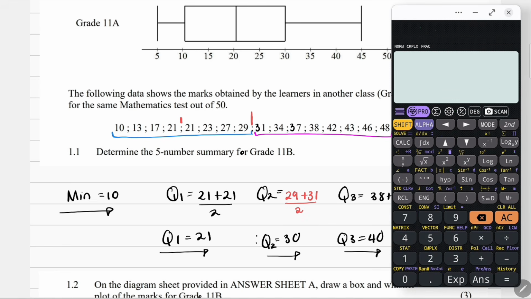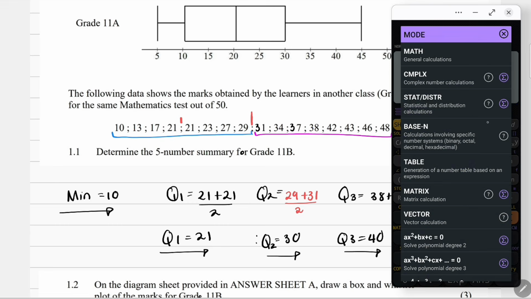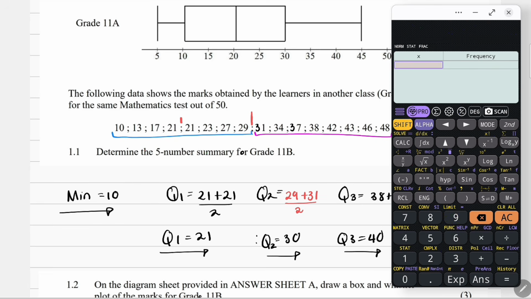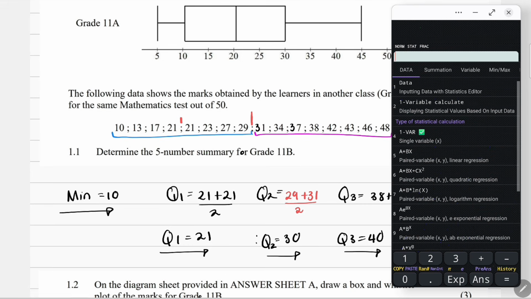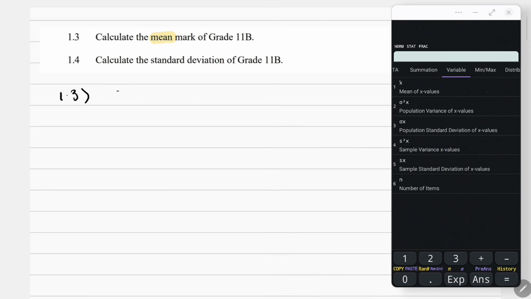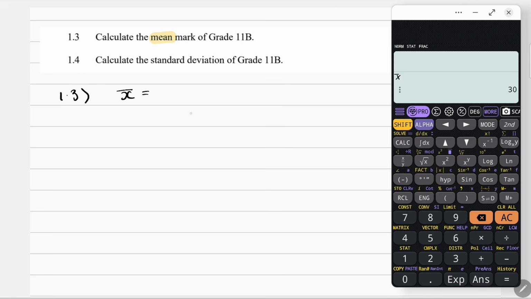On your calculator, just go ahead and press mode, and then we're going to go for stat. Now we are inputting variables, just a single variable data set. So go for 1-VAR, and then punch in all of these values into your calculator. Once you've punched it in, press AC, Shift and 1, and then go for the option that says VAR, for variable, and we're just going to look for the mean. So the mean would look like this. This is the mean, and we'll go for that option, and you can see that our mean is simply 30, and that is our answer.